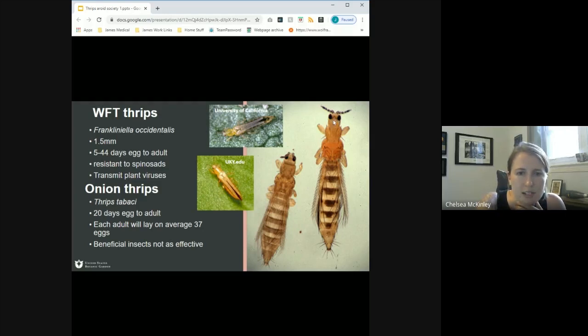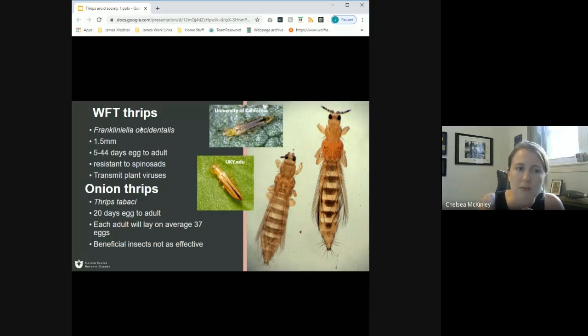So these little three ocelli appear in between their eyes. On Western flower thrips, they are red. On onion thrips, they are pale. Western flower thrips also have a black tip to their abdomen, and onion thrips don't. They're just a little more neutral colored.